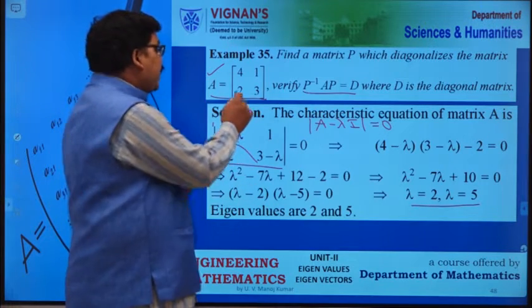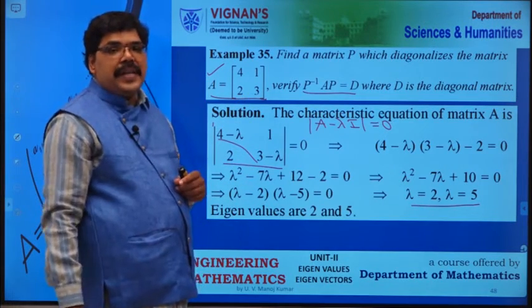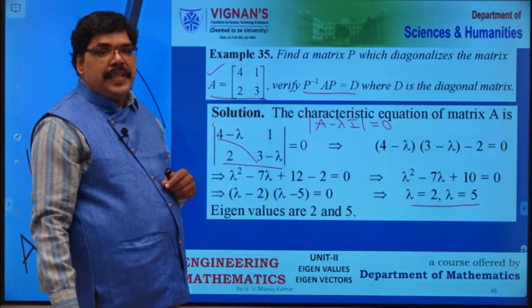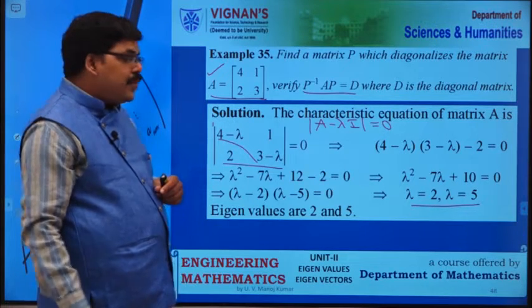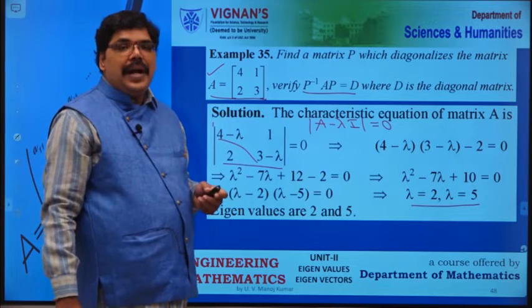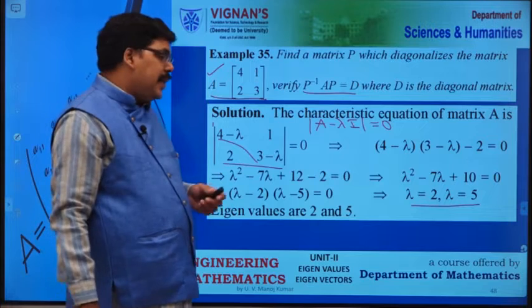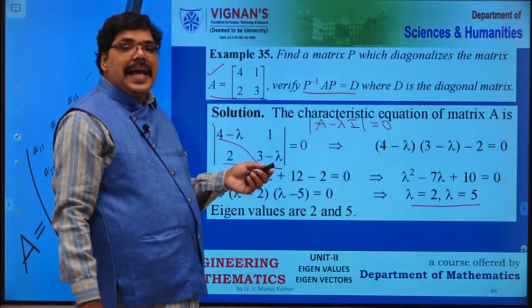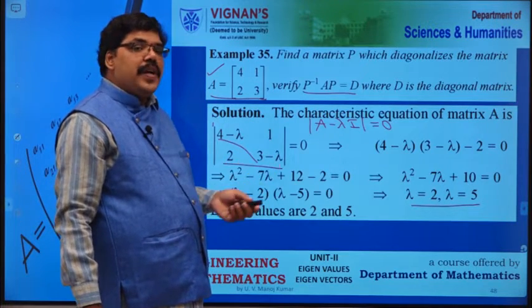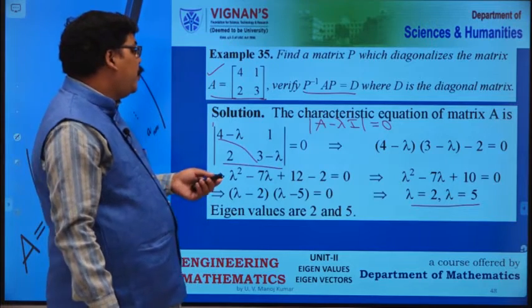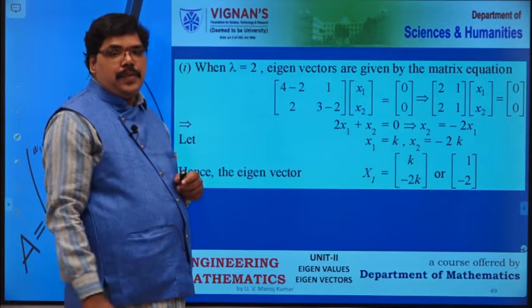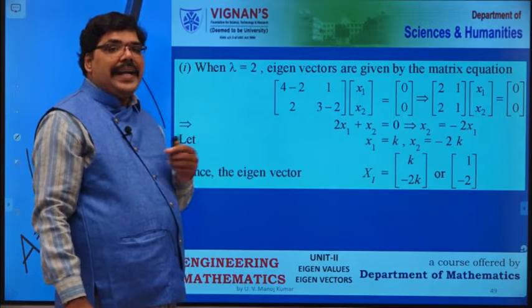So for the given 2 by 2 square matrix, 2 eigenvalues should be there. And what are those 2 eigenvalues? They are nothing but 2 and 5. After finding eigenvalues, we would like to find eigenvectors. First we will calculate the eigenvector corresponding to lambda equals 2. So I am taking lambda equals 2. So how to find eigenvectors?